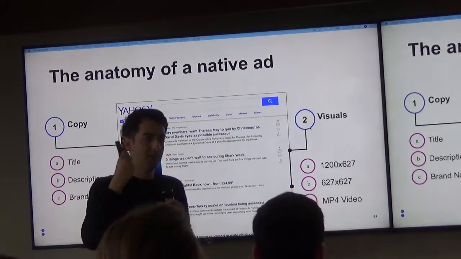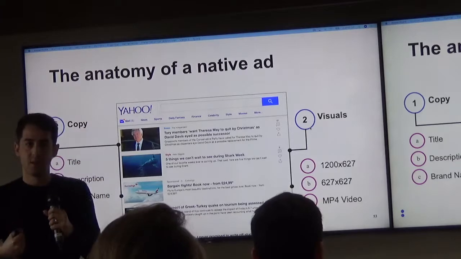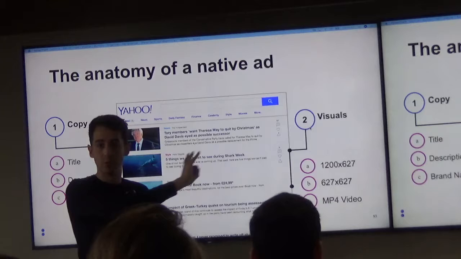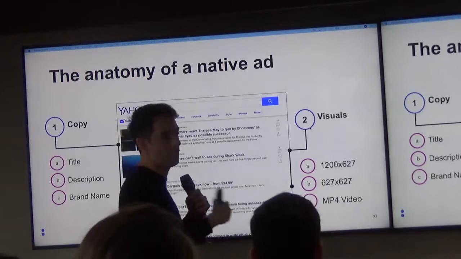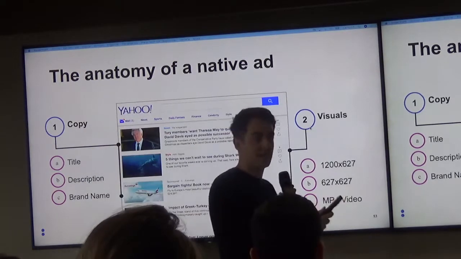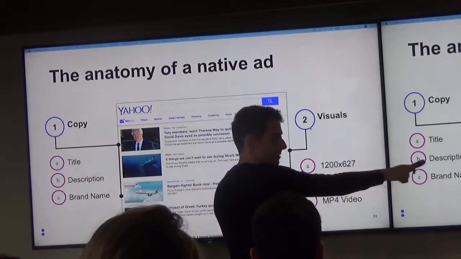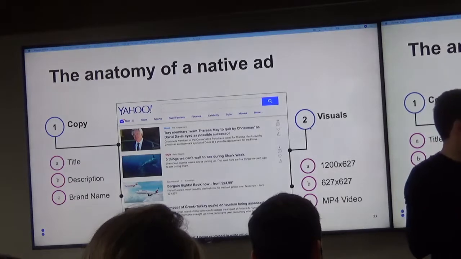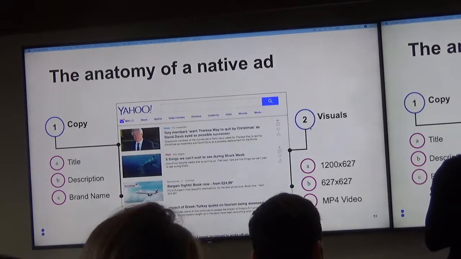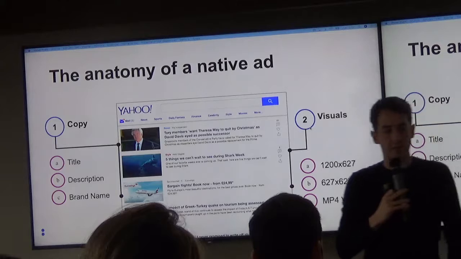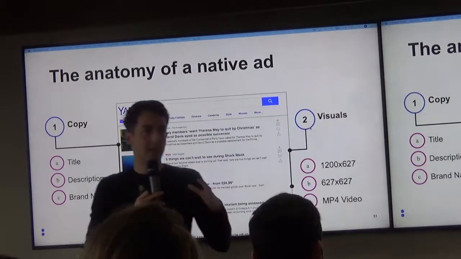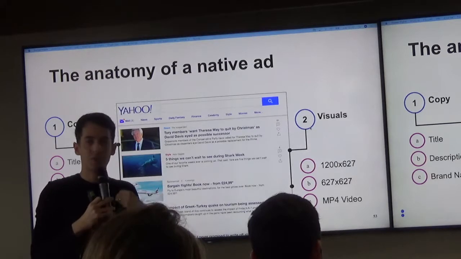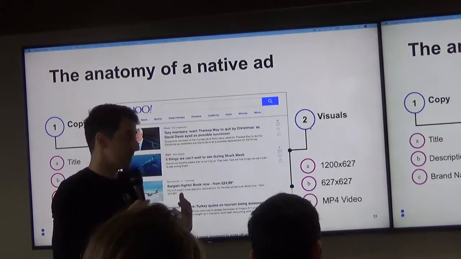With that, you have to start thinking about the anatomy of the native ad. The reality is that an advertiser wants to use all of it. When we build a native ad, we ask the advertiser to give us a title, a description, and of course their brand name. And then they can give us various visual attributes. So they can give us 2 different image sizes, and they can also give us a video. The reality is that they want to use all of it. So as publishers, we want to try and give them the opportunity to use all of it.